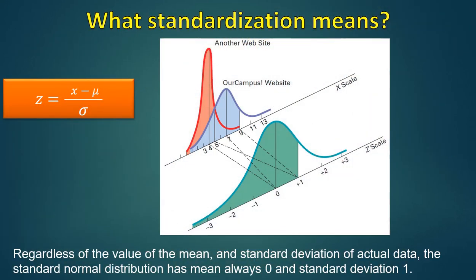So here, what's happening? Here we have two cases, two normal distributions, which are in orange and blue color with different means and different standard deviations. So using the z transform, x minus mu over sigma, we get the green curve, which is the standard normal distribution. As you see, the mean here equals 0 and the standard deviation equals 1.